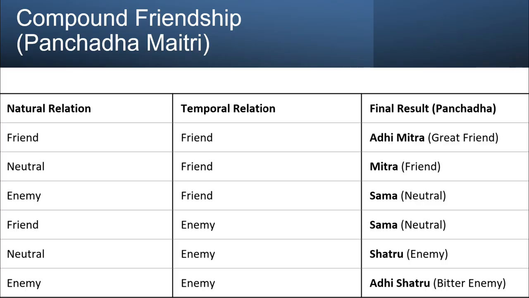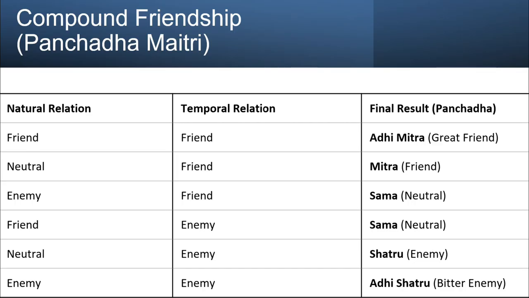You just have to understand what the relation is. You have to find out whether they are natural friends or not. Then you have to find out whether they are temporal friends or not. Then we can find out the final result. This is known as Panchadha Maitri. Okay. So this is clear.